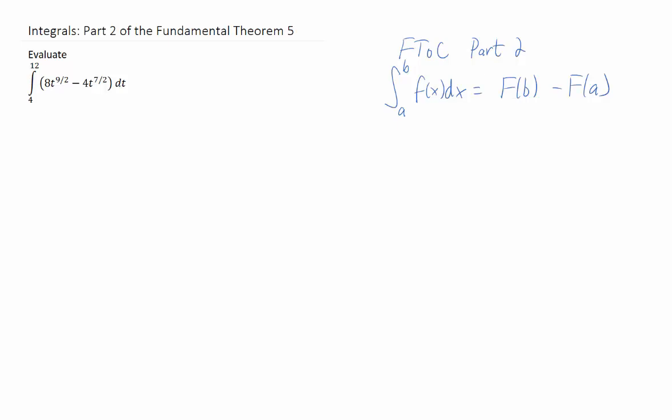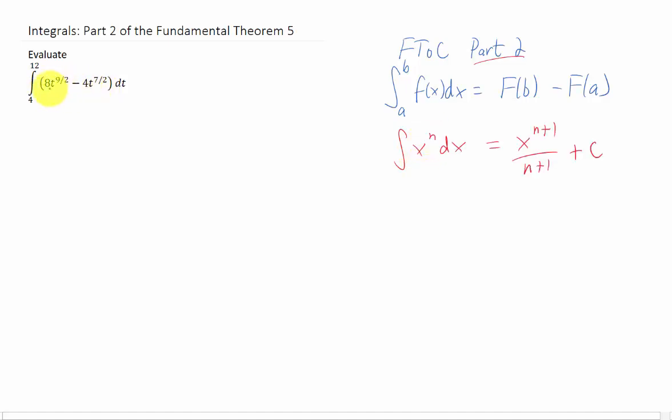Another definite integral using the fundamental theorem of calculus, part 2. We're also going to use the power rule again. This problem is already in a form that we can integrate, so let's go ahead and do it. I'm going to add 1 to this 9 halves power, and that's going to give me t to the 11 halves power. Then we have to divide by 11 halves.